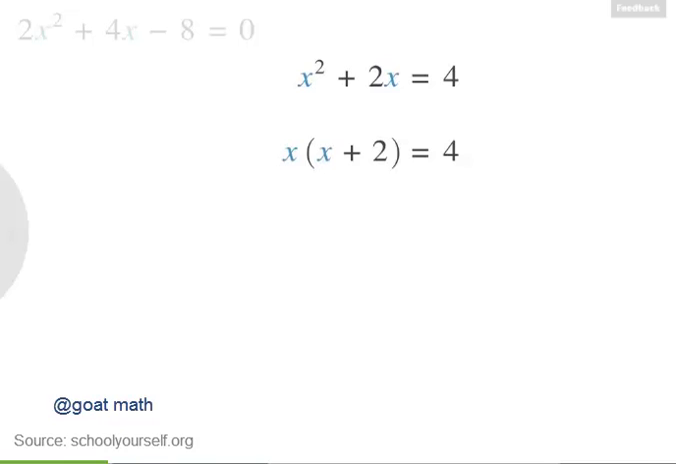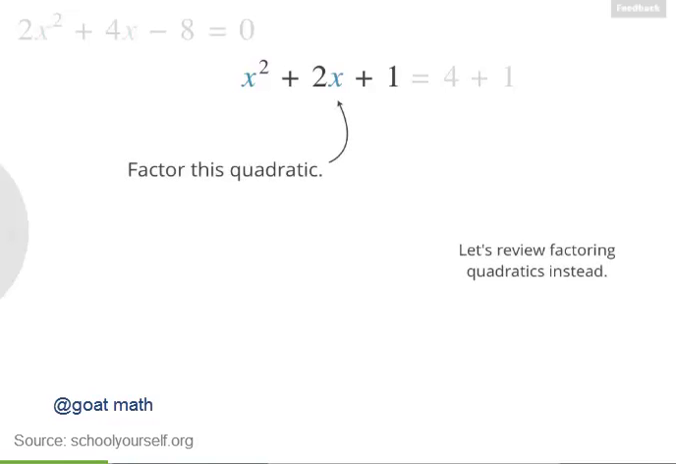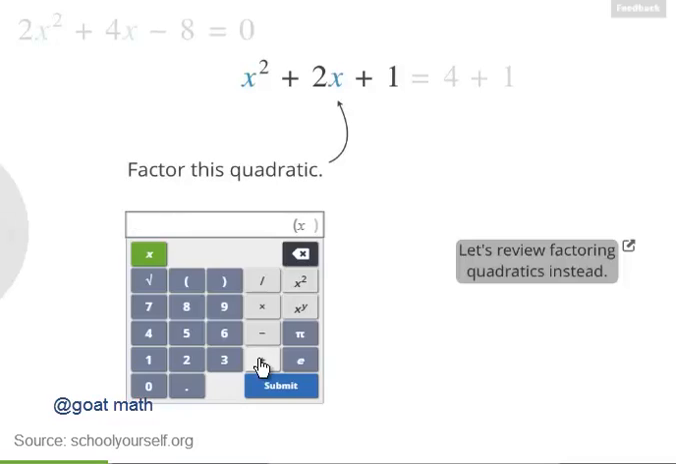But what we want is to have exactly one x appearing in this equation so that we can solve for it. So let's try something a little crazy. Let's now add 1 to both sides. So on the left we have x^2 + 2x + 1. Why would we do that? It looks like we're just making our equation more complicated. Well, try factoring this quadratic, and you'll see why we added 1 in just a minute.